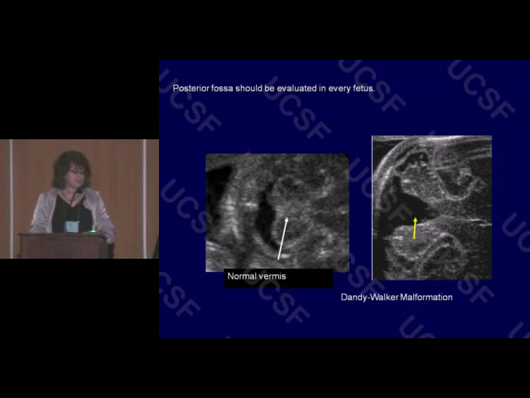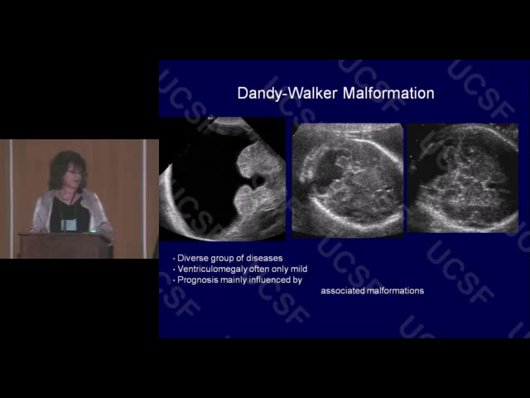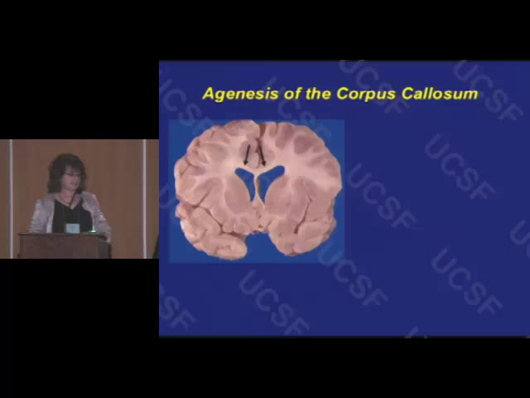The posterior fossa is a required image and should be documented in every fetus. A normal vermis is shown on your left, and on your right, a fluid-filled structure in the midline due to the absence of a cerebellar vermis, indicating Dandy-Walker malformation. It is a spectrum condition referred to as the Dandy-Walker malformation, and may be associated with ventriculomegaly, often when it is only mild. And like the other entities we've discussed, the prognosis is influenced by associated malformations.